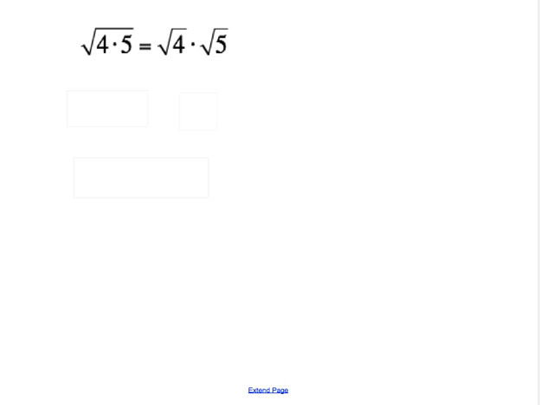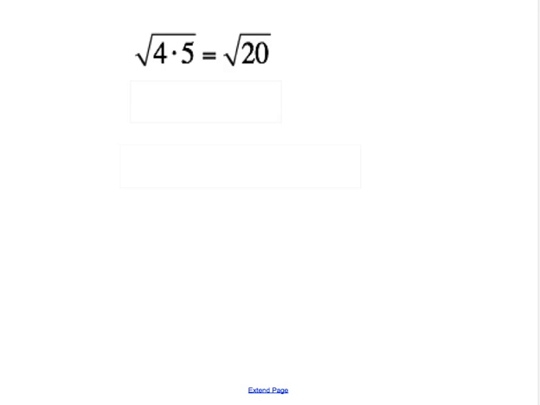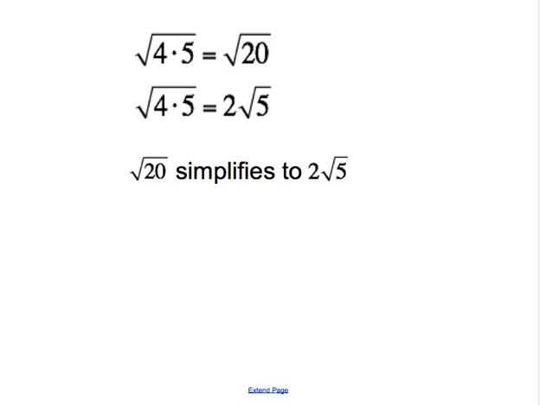And the square root of 4 times 5 is the square root of 4 times the square root of 5. Square root of 4 equals 2, but the square root of 5 doesn't simplify, so I would just write this as 2 times the square root of 5. Let's look at that again. Because square root of 4 times 5, I can write as square root of 20. But we just said square root of 4 times 5 equals 2 times the square root of 5. That means the square root of 20 simplifies to 2 square root 5.